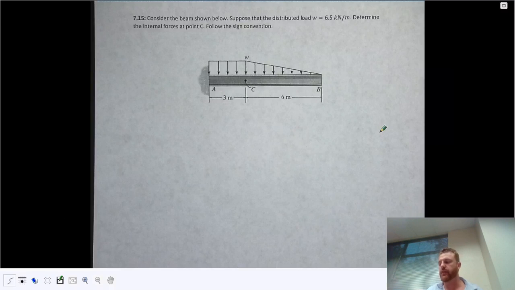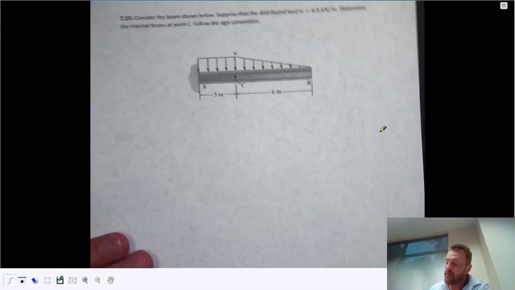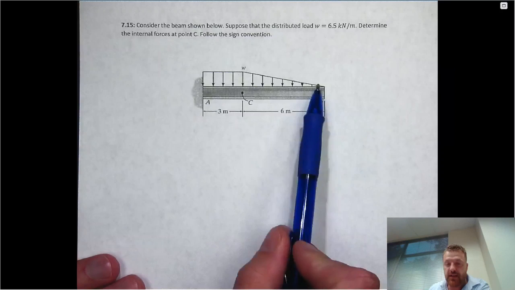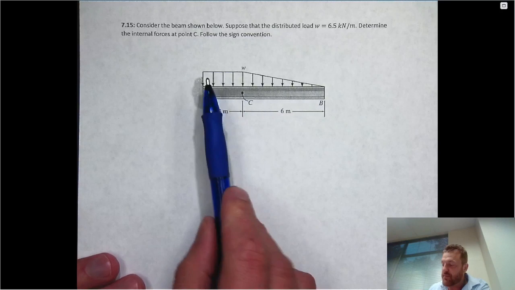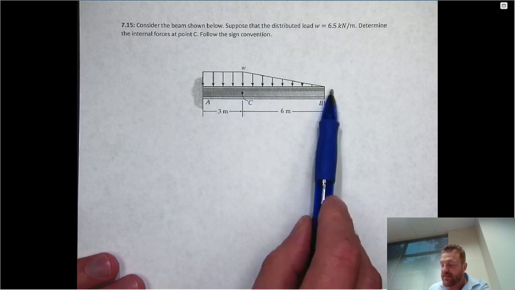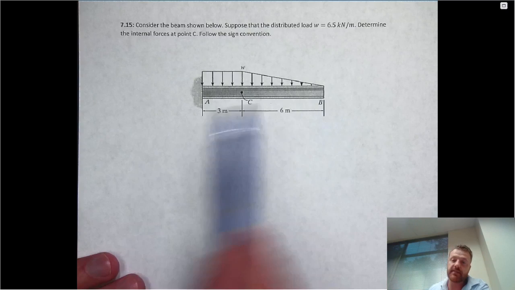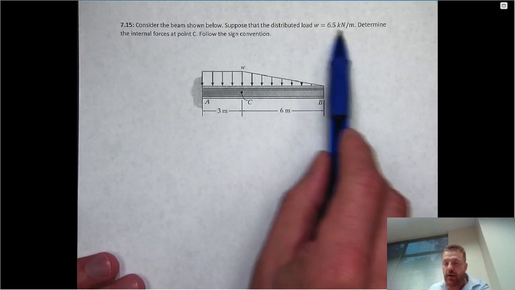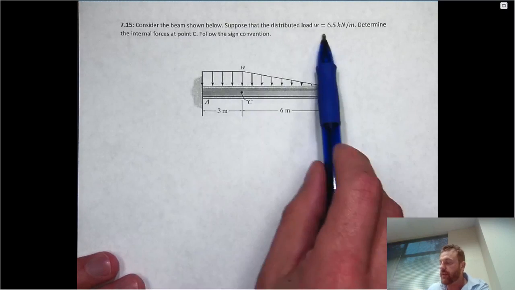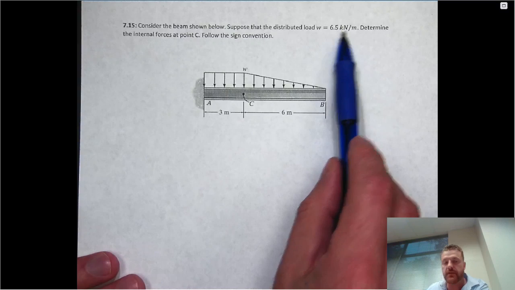So in this video, I wanted to go over homework problem 7.15 with you. We have a beam that's subjected to a distributed load. It's uniform from 0 to 3 meters, and then from 3 meters to 9 meters, it linearly tapers off to 0. We have the magnitude of the actual uniform portion of that load. The density is 6.5 kilonewtons per meter.